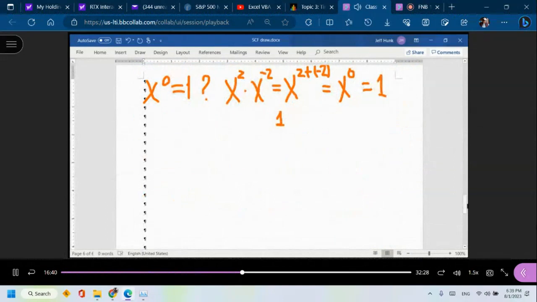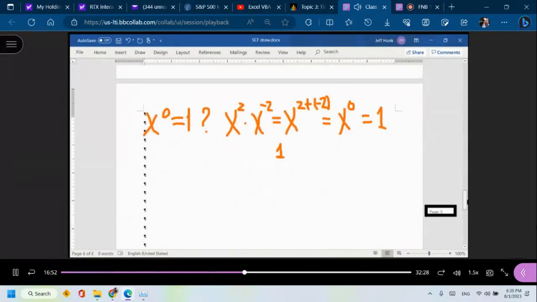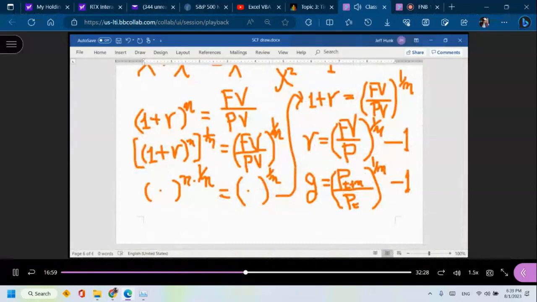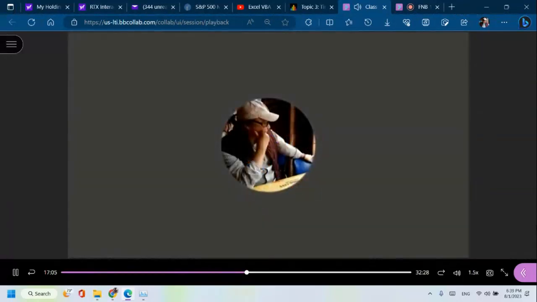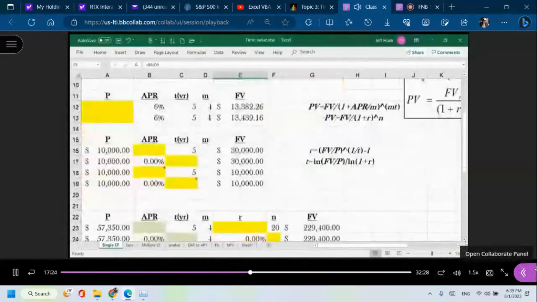Our next question is then, what if we don't know N? Well, we will solve for N later, but let's go to an example. So let me stop sharing this and go to the next example.